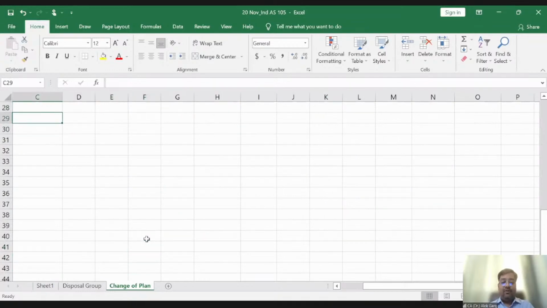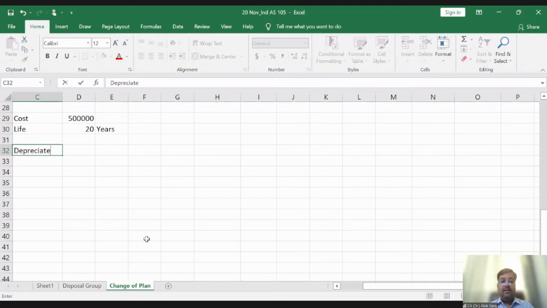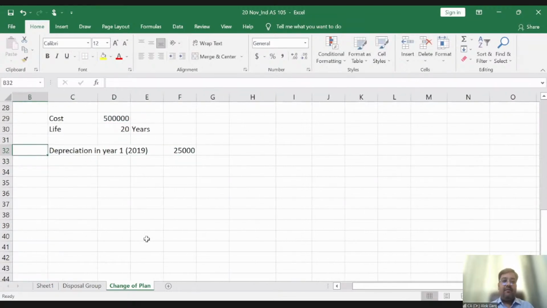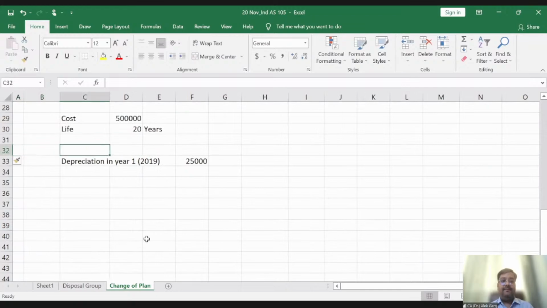Tell me, in this case, the cost is 5 lakh rupees, right? Life is 20 years. Now tell me, what is my depreciation in year one? It is 2019, right? 5 lakh divided by 20. Simple. 25,000. In year one, it is 25,000. Right?